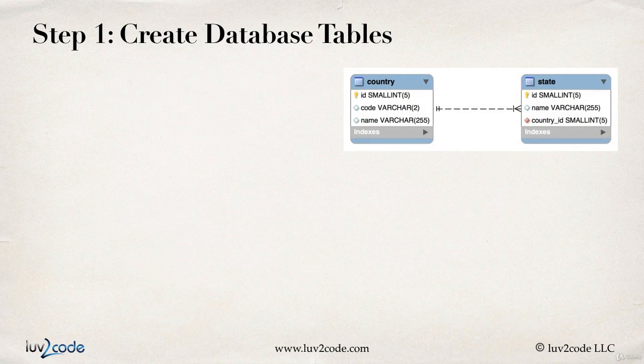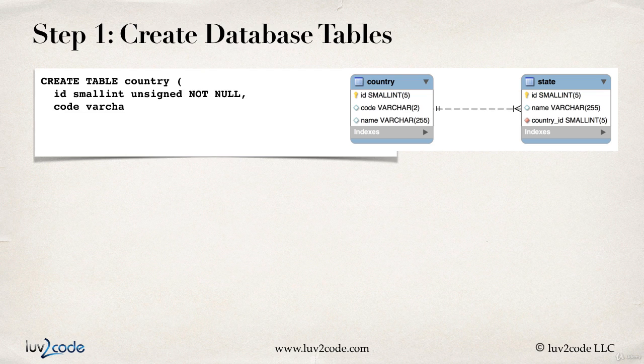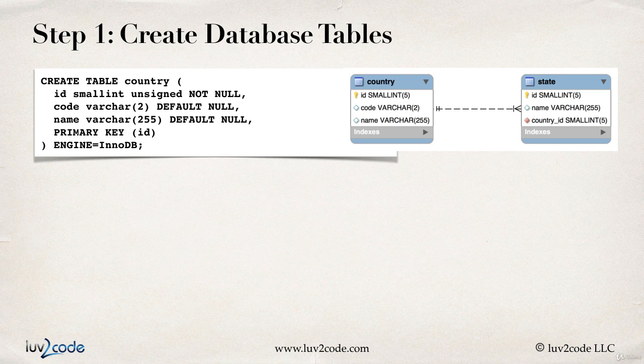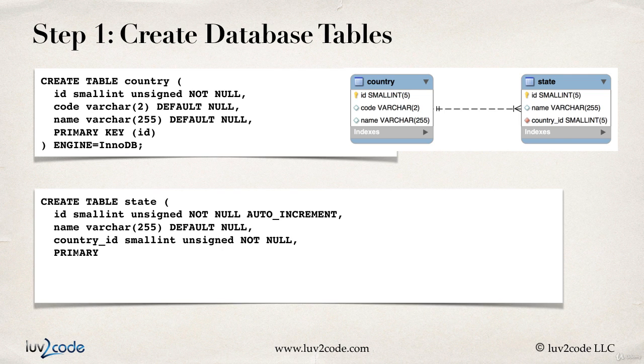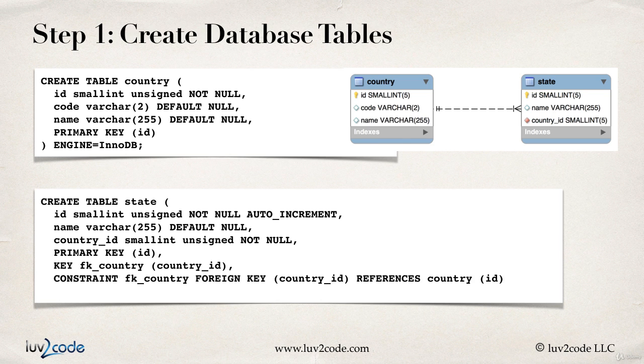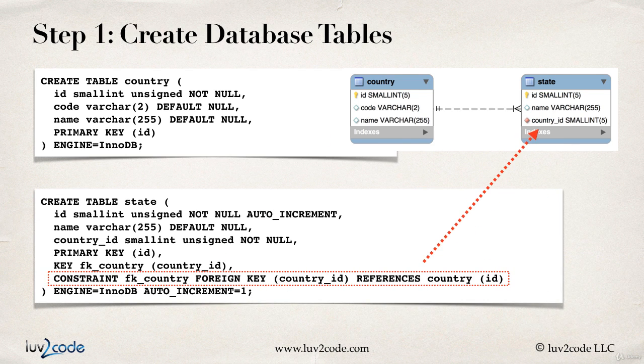Alrighty, so here's the SQL for creating those tables. So we create the table country. We have the columns ID, code, and name. We specify that ID is the primary key. And then we also create the table for state, with ID, name, and country ID. So country ID is actually a foreign key. And that country ID maps back to the actual ID column of the country table.